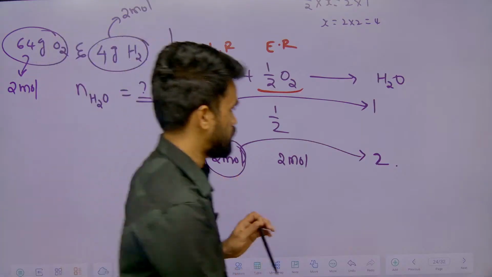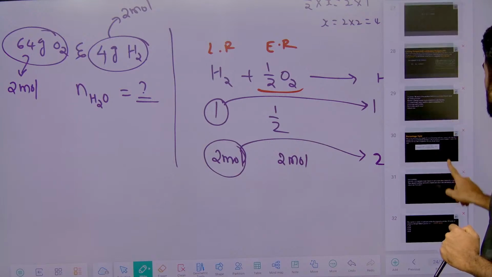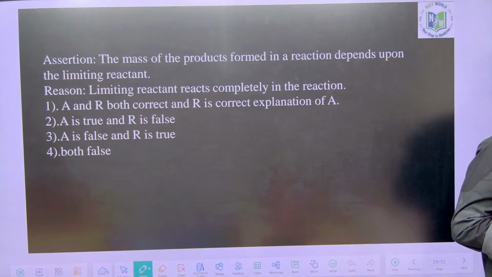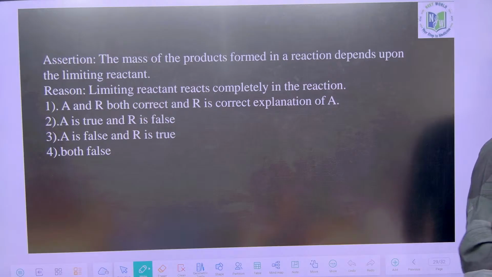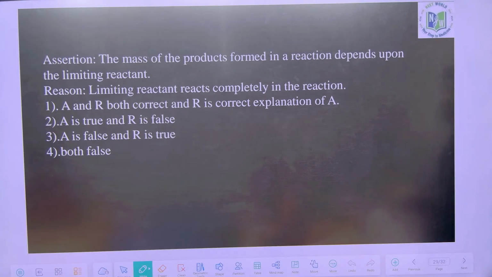Okay, that's next. The stoichiometric calculations are done. Just try to answer this small assertion-reason question. What's your answer? Mass of product formed in a reaction depends on the limiting reagent. Yes. Next, the limiting reagent reacts completely in the reaction. Both of them are correct and it is the correct explanation also. So A. Next.